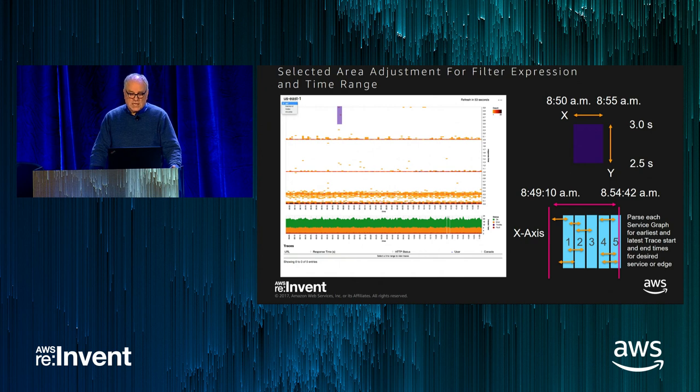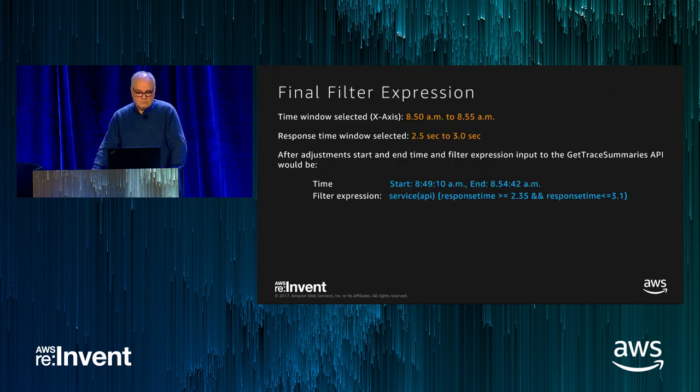So in this case, we ended up adjusting our time from 8:50 a.m. to 8:49 and 10 seconds, and 8:54 and 42 seconds instead of 8:55. Now when we put these two things together, we had originally asked for a time window of 8:50 to 8:55 and a response time window of 2.5 and 3 seconds. We make these adjustments, and what we end up doing is calling the Get Trace Summaries API with an adjusted time, as you can see here, 8:49:10 and the end of 8:54:42, and similarly adjust our response time range so that we are confident that we're going to get the right traces to get the information that we're interested in.